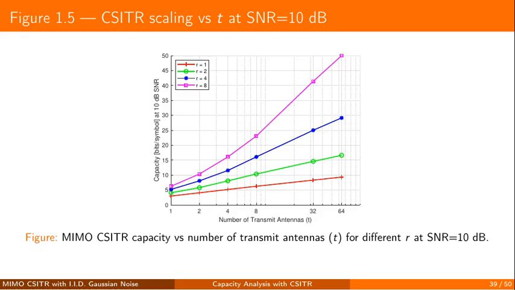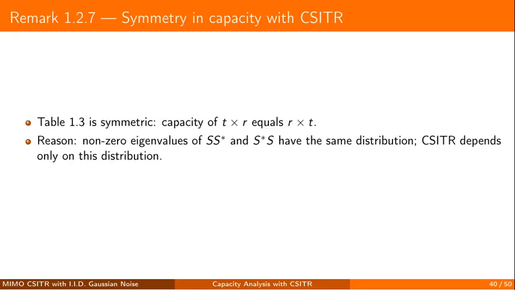This figure plots CSITR capacity against the number of transmit antennas for different numbers of receive antennas at 10 decibels. The crucial visual difference from the CSIR plot: these curves do not flatten, they keep rising, even when the transmitter greatly outnumbers the receiver. A structural observation. The CSITR capacity table is symmetric. Swapping the number of transmit and receive antennas leaves the capacity unchanged. The mathematical reason is that the non-zero eigenvalues of the channel's Gram matrix are the same whether viewed from the transmit side or the receive side, and the CSITR capacity depends only on these eigenvalues.